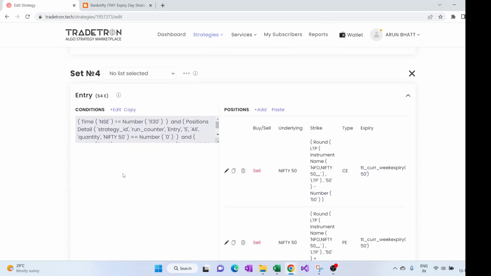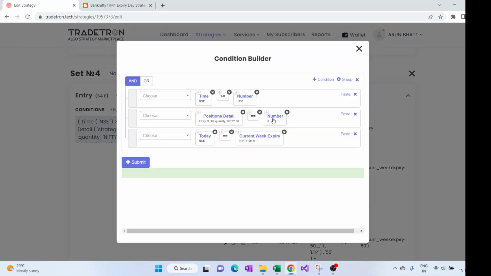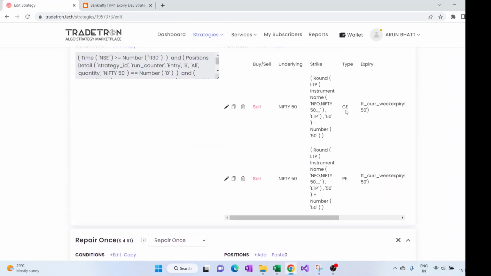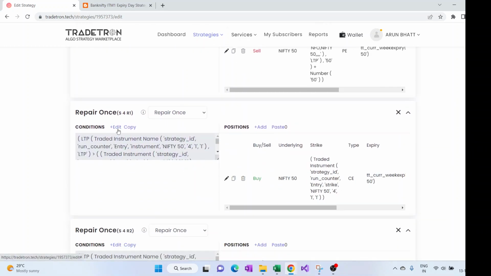And set 4 is for the Nifty ITM1 1130. What it does is simple. It just checks whether it has not taken any trade on the underlying Nifty 50, and at 1130 it will take that trade, and it will sell the ITM1 CE and PE for Nifty. And only one change is here.